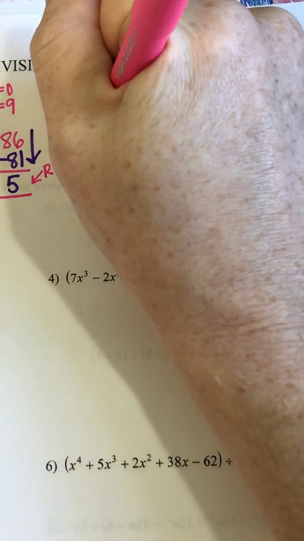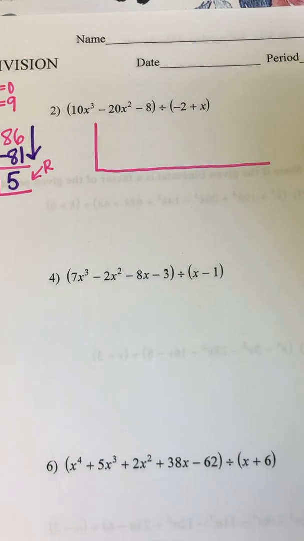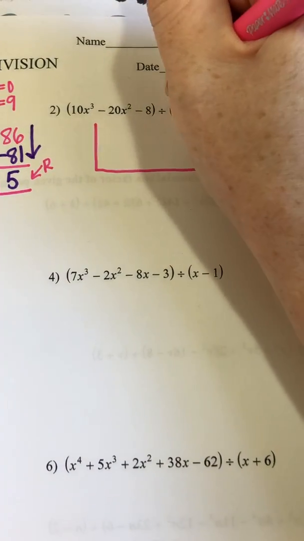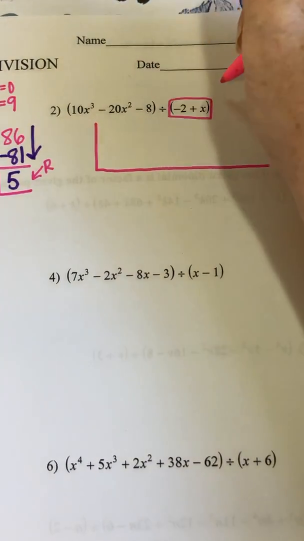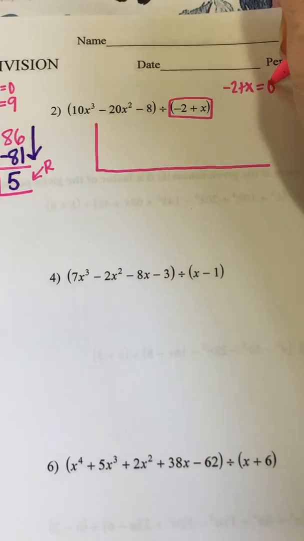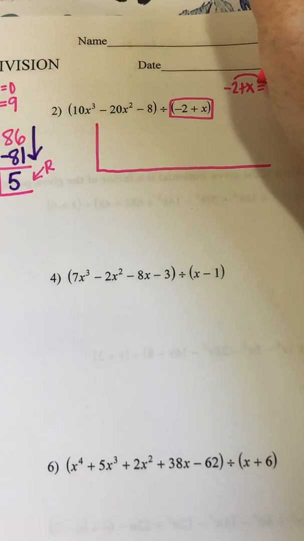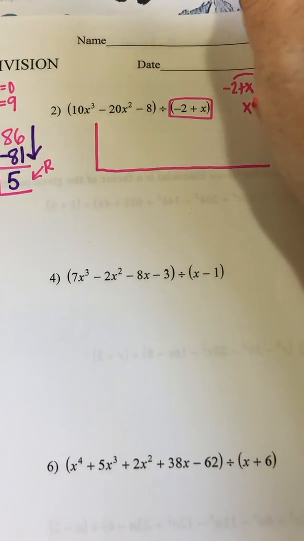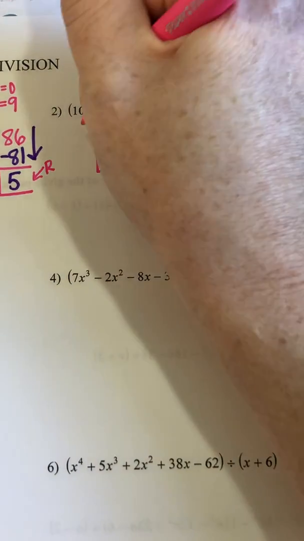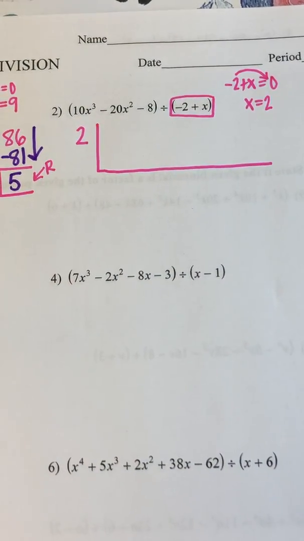I'm going to set up my upside down division bar. I'm going to go ahead and work with my divisor. This time I have -2 plus x equals 0. How do I get rid of this -2 out front? Add 2. So on the outside, I'm going to put a positive 2.